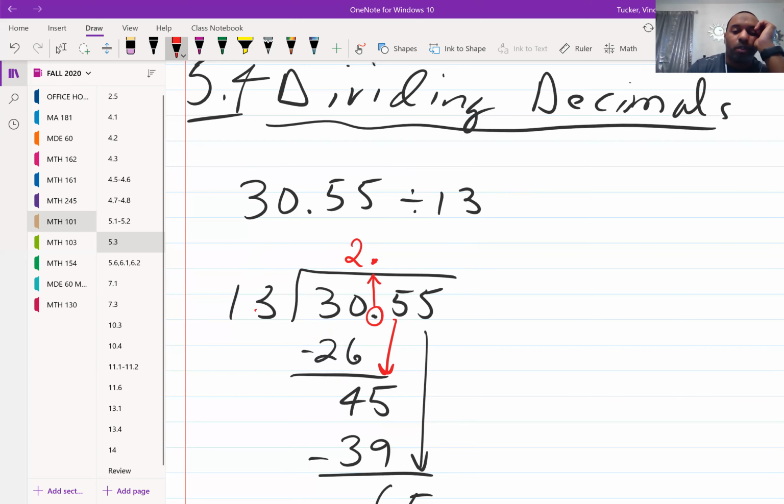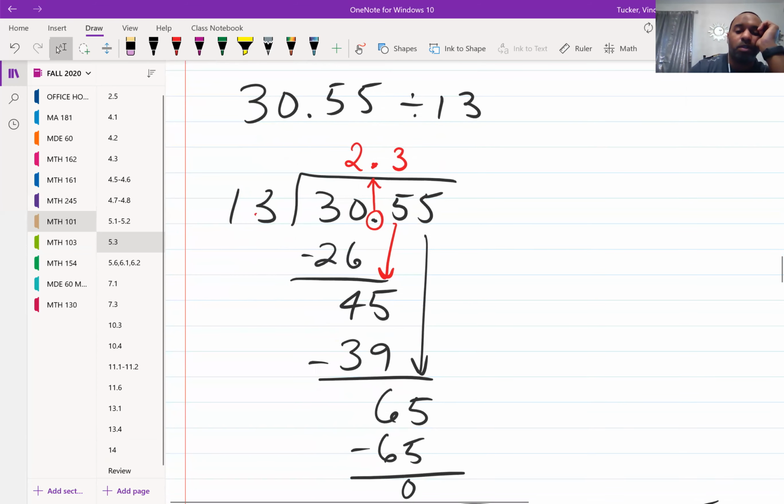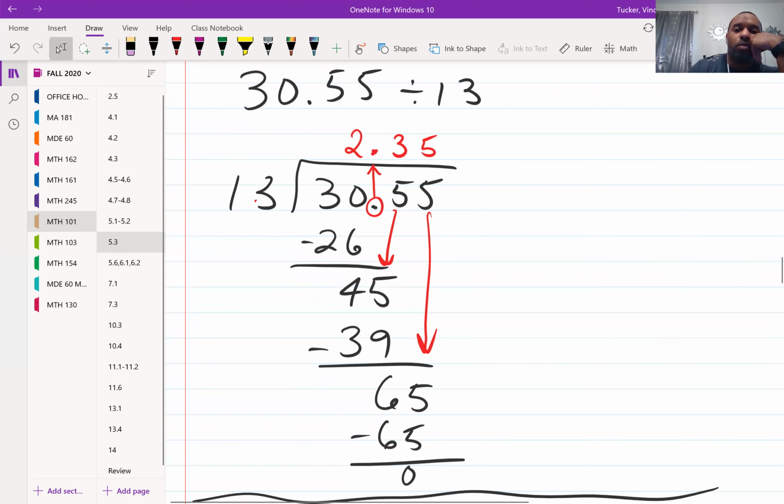All right, so 13 goes into 45 3 times. 3 times 13 is 39 right here. 45 minus 39 is 6. Bring down your 5. And then 13 goes into 65 5 times. 65 minus 65 is 0. So that's your answer.